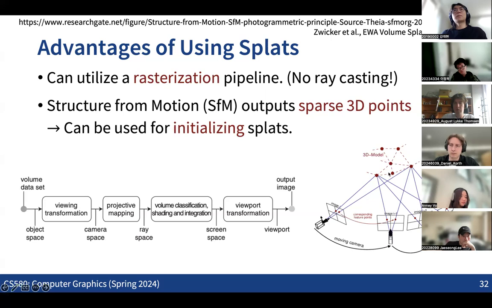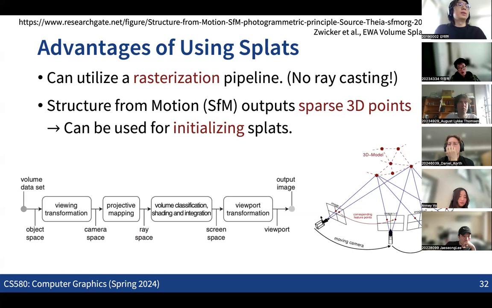Which means that as the output of structure from motion, we also have some sort of 3D reconstruction, which is a sparse point cloud. This sparse point cloud itself is not useful to be directly rendered into real images. But still, it can be useful as an initial volume splat, so that we can start to do some optimization with this initialization.